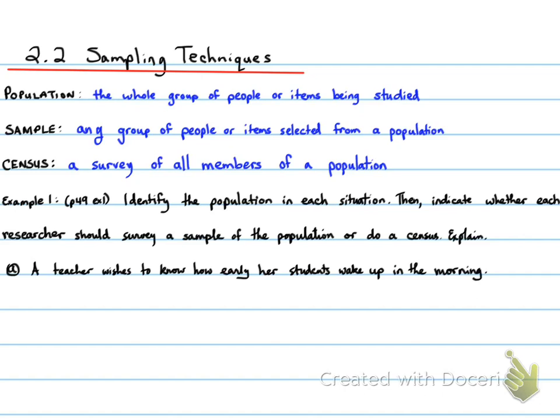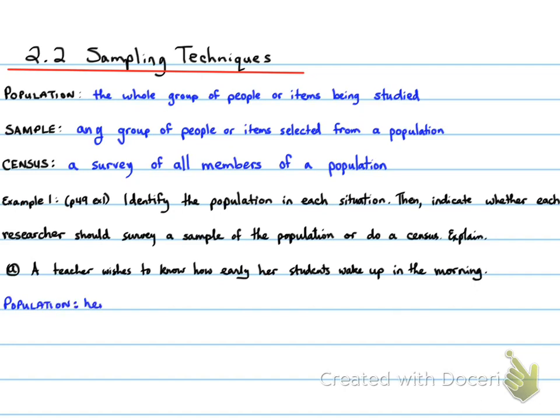Because everyone in the class could be coming from different areas, and because they're coming from different areas, they'll wake up at different times. They might have to come to school early because of badminton. They might come to school second period because they don't have a first period class. So a lot of times this can become very, very confusing. So a teacher wishes to know how early her students wake up in the morning. Guess what, folks? We survey the entire population.